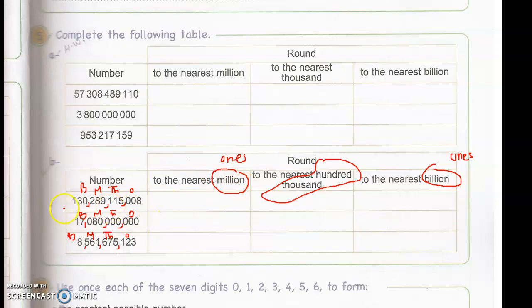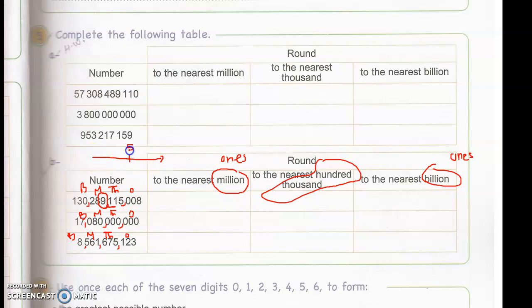Which digit is the millions digit? Look at the millions family here. We have ones, tens, 100. Which digit is the ones digit? Here 9, the first digit. I will circle it. Then I look at the next digit to the right side, the 1. Underline it. We compare it with the best friend, 5. Is it less than 5, or 5, or more than 5?